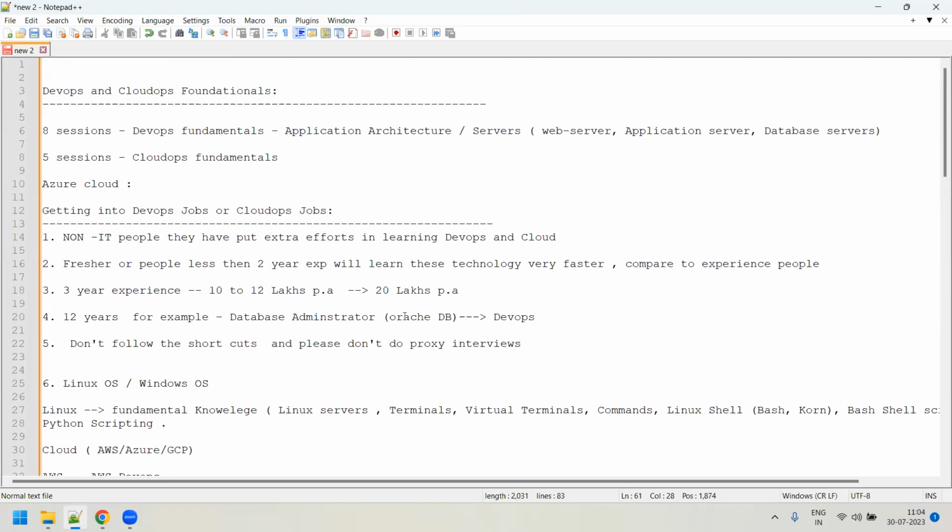So now you got an idea that DevOps is a very lucrative job. I mean, it's a high-paying job. And for DevOps or CloudOps, I guarantee you guys, for the next 10 to 15 years, this job will be available in the market. The job will not go away. That is one thing.